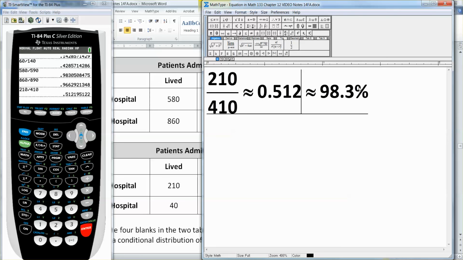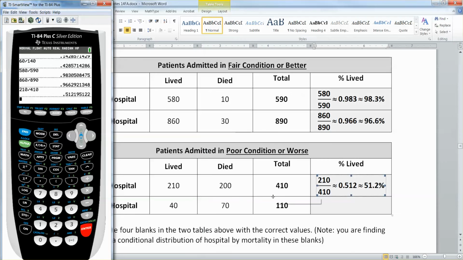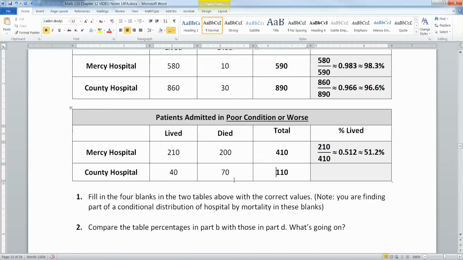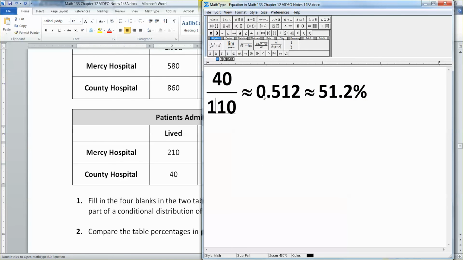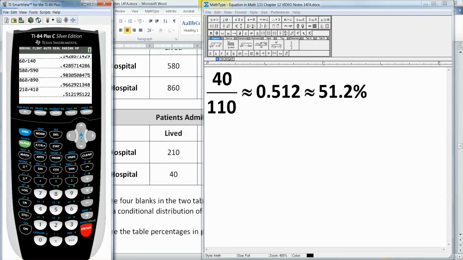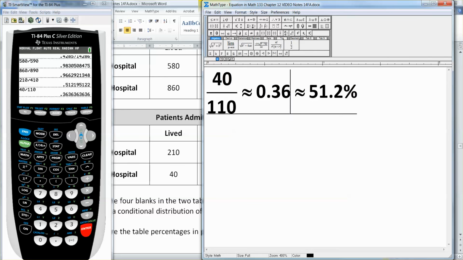Now remember, these are patients that are in very bad shape to begin with, so they're poor condition or worse. All right, so that's 51.2% of them survive. And then here at County Hospital, 40 of their 110 patients, 40 out of 110. So that would be 0.364. Let's round that, 0.364. So that's 36.4%.